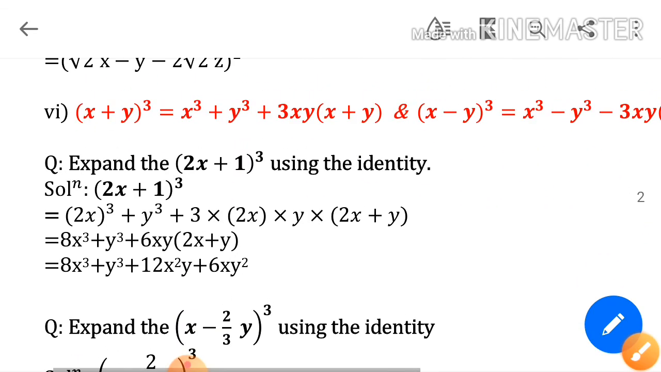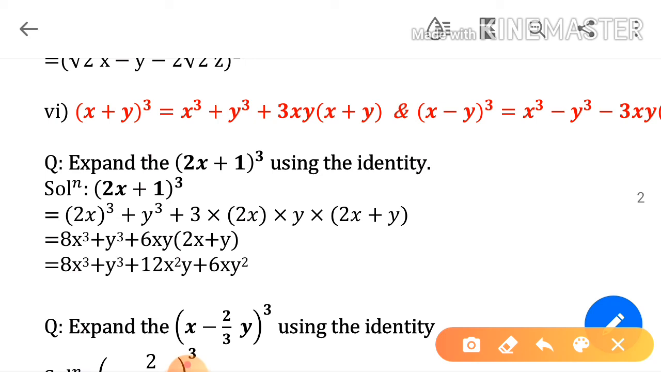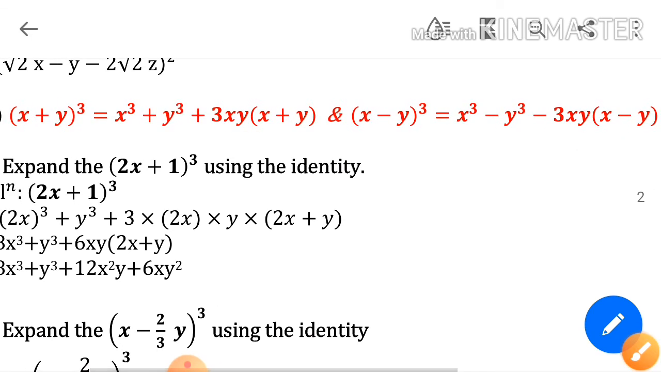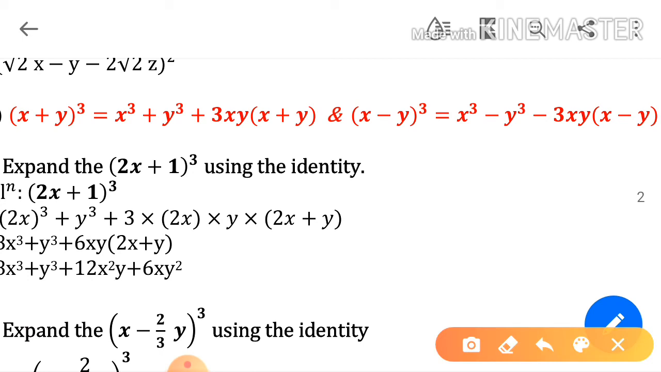Now this formula: (x + y)³ = x³ + y³ + 3xy(x + y), and (x − y)³ = x³ − y³ − 3xy(x − y). In this formula, plus and minus get interchanged. Here plus and minus is interchanged for this.